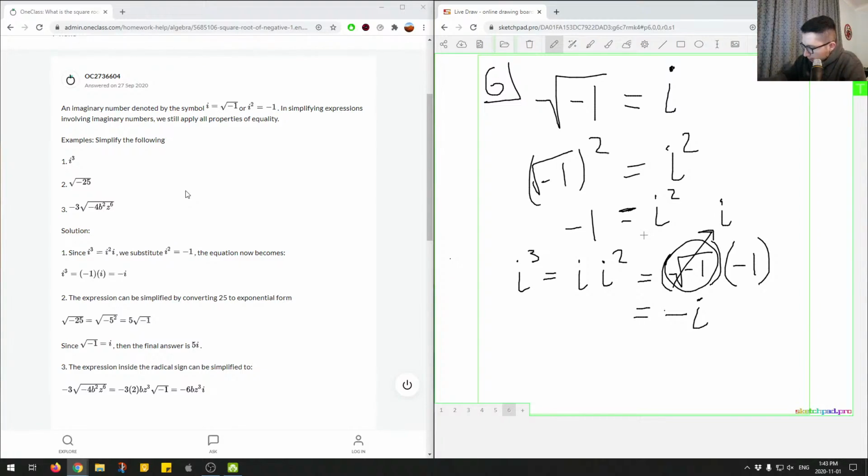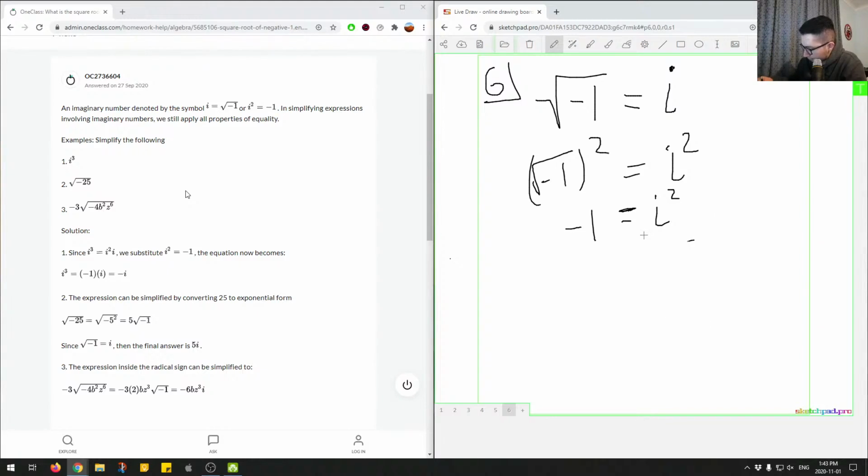So let's look at the next example. So for square root of -25, we know that the square root of 25 is 5, so we can kind of split this out as such. So we have -1, square root of -1, and square root of 25. So we can see that this is equivalent to this.